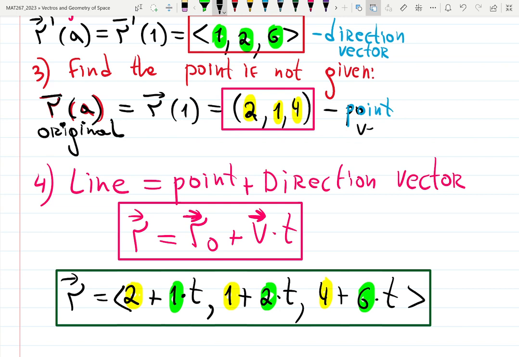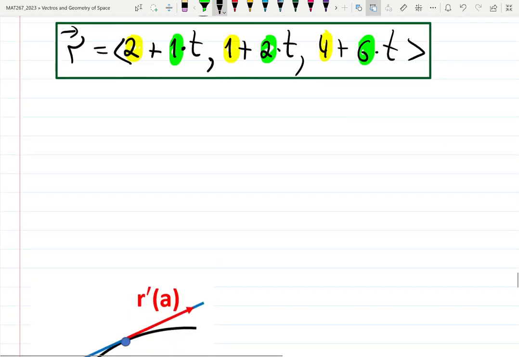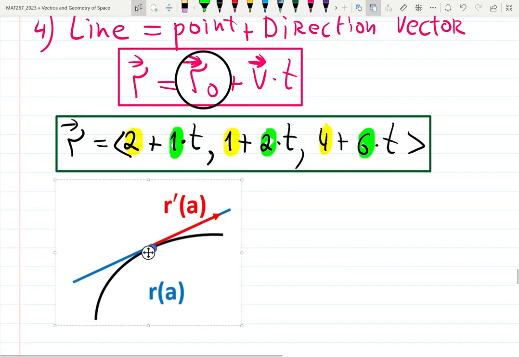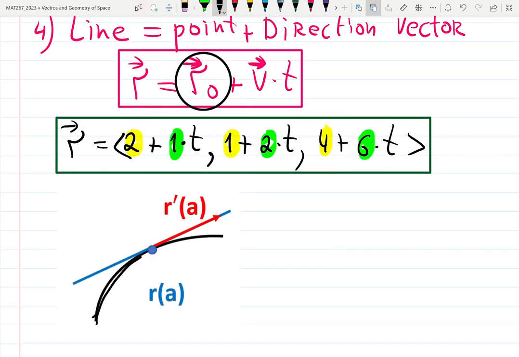This is a point vector. So I need to change the notation like this, because this is R sub 0 basically. We call it R sub 0 in the formula. It's a point vector. It's a vector that points at the original point. Sometimes called original point vector. And this is the representation. Let me move it up. A curve called R at A.